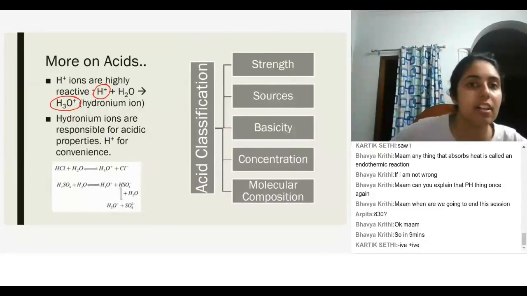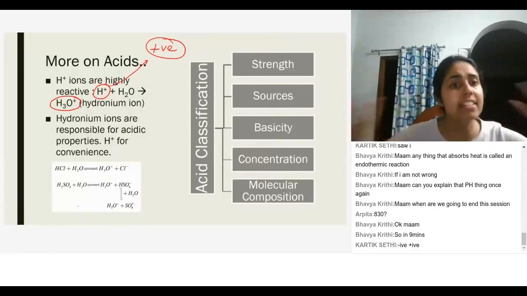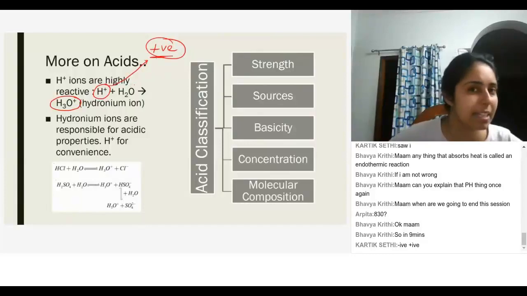This positive charge is so highly reactive that it kind of forces itself onto water. It is so desperate that it needs something to stabilize its positive charge. Does that make sense?